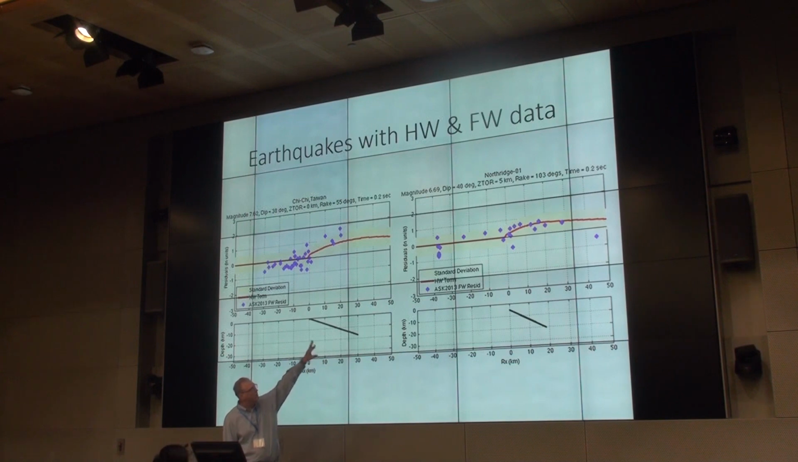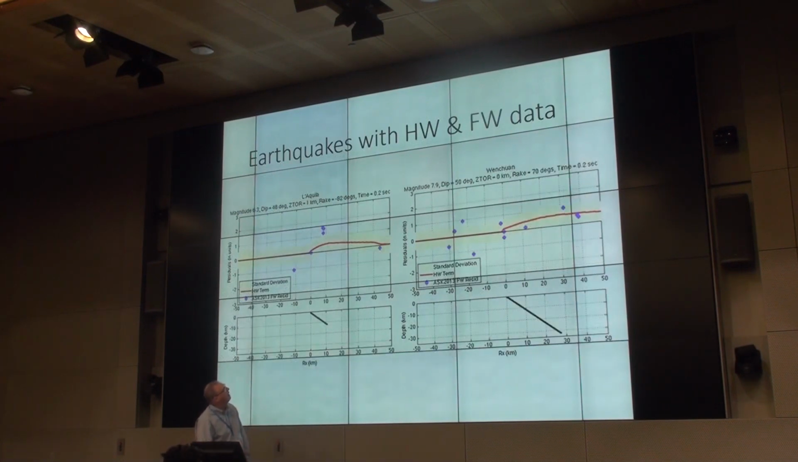Okay, so now the question is, does this physical behavior make sense? We see an increase here for Chi-Chi on the left, Northridge on the right, and the other couple earthquakes, these other 2 good ones: L'Aquila, not a lot to work with on the left, and then Wenchuan on the right. Okay, but they all tend to show an increase there.